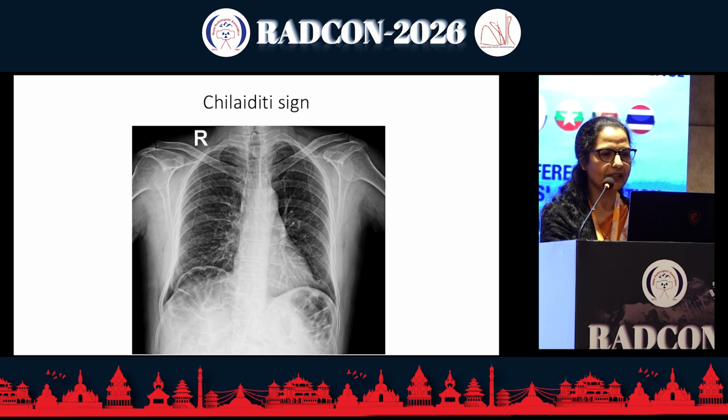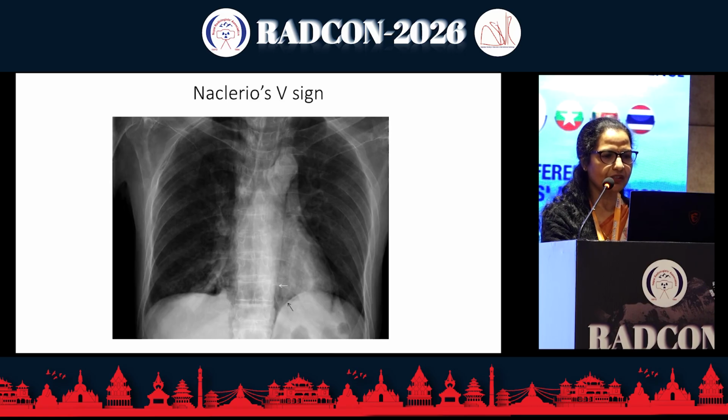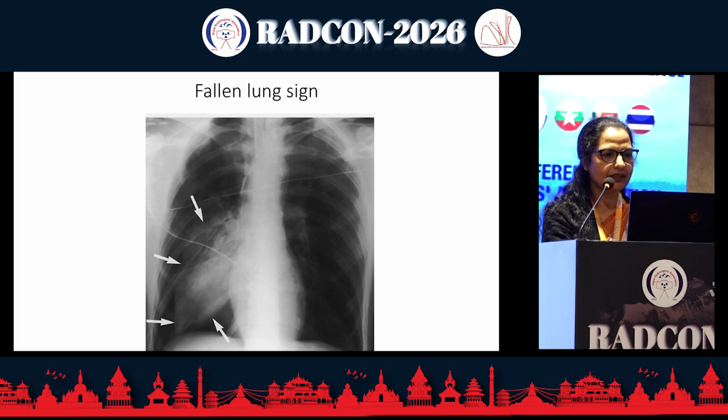Similarly, in pneumomediastinum, on the medial part of the left hemidiaphragm, we get the Naclerio V sign. This is formed by the para-aortic air as well as the air on the medial side of the left hemidiaphragm. In case of trauma, in fractured bronchus, the lung gets suspended only by the vascular pedicle, given the name fallen lung sign, usually seen in trauma.